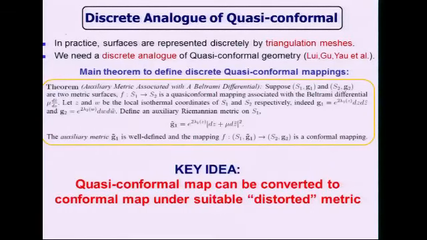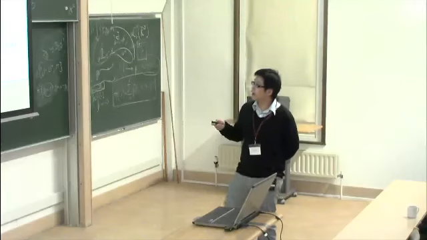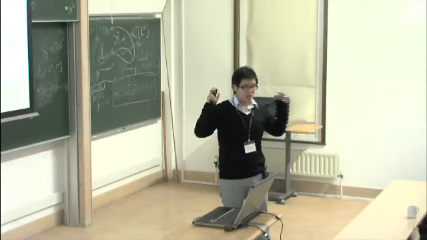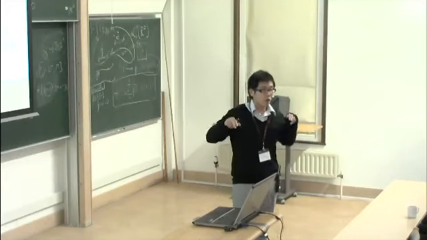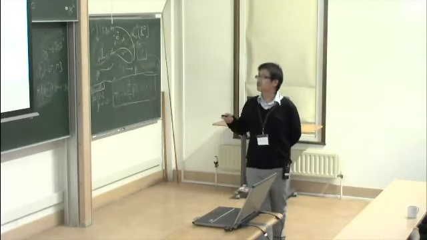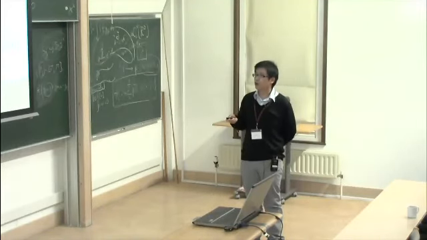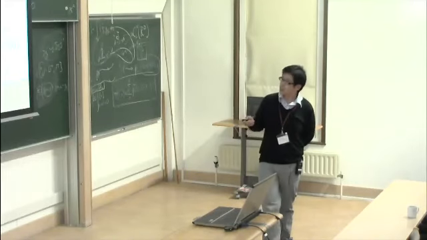The theorem basically says that we can distort the metric on the original surface S1 associated with the Beltrami coefficient mu. Then under this distorted metric, this quasi-conformal mapping is actually conformal. So the key idea of this theorem is that we can convert the quasi-conformal map into a conformal map under a suitably distorted metric. The idea is actually very simple.